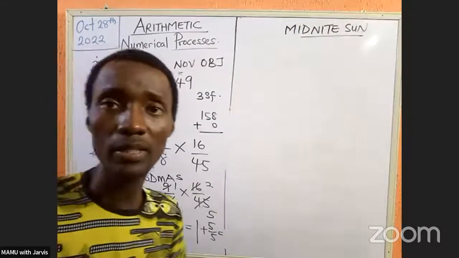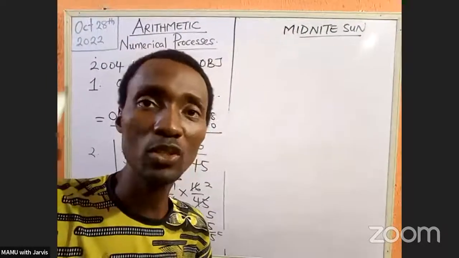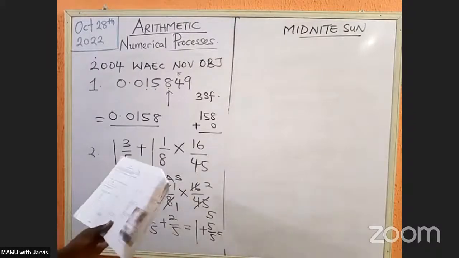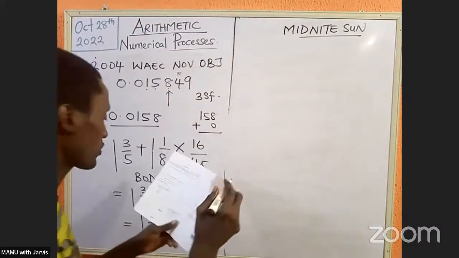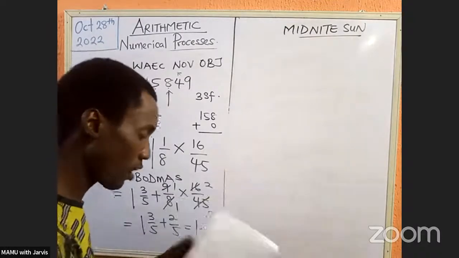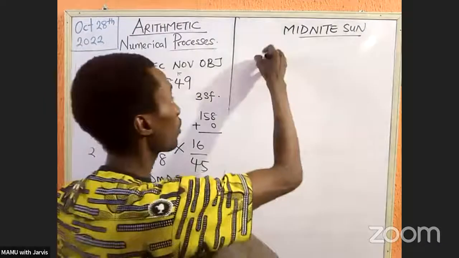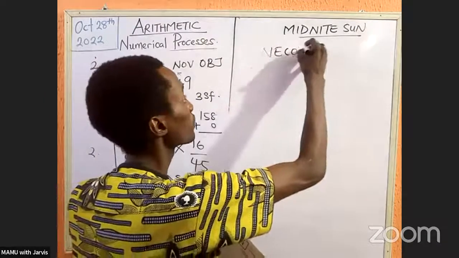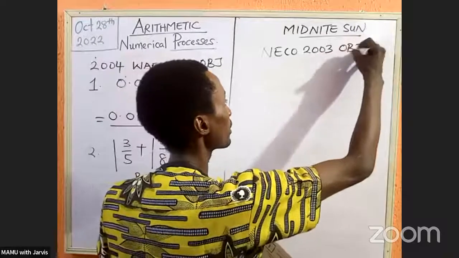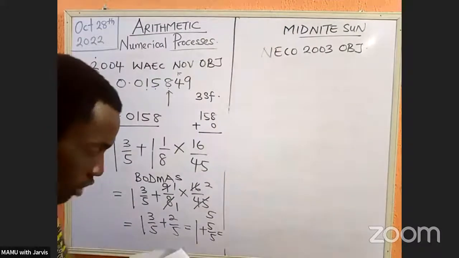Okay, let's see. Somebody's saying something on the chat. Let me confirm. Okay, so those who said 2, you're spot on. All right, so you're going to do this one for me. Now I'm going to write the questions down, and I want you to solve them. This comes from NECO 2003 OBJ. I'm going to write the questions on the board, and I want you to solve them.